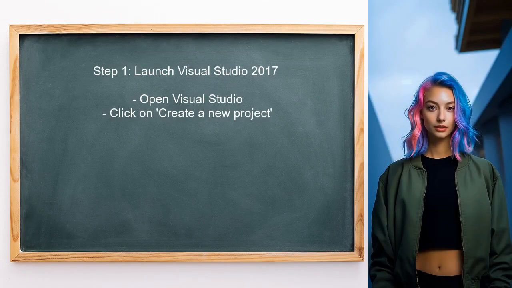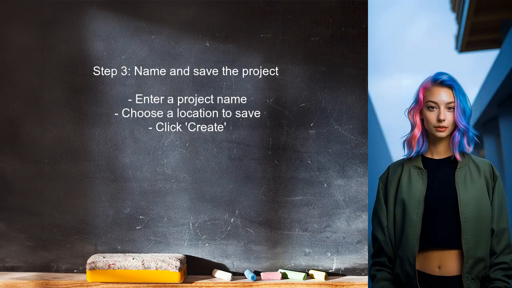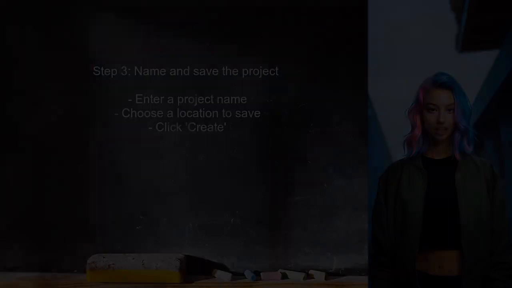To create a truly blank project in Visual Studio 2017, the user should start by launching Visual Studio and selecting the option to create a new project. Next, the user should choose the empty project template. This template is designed to provide a minimal starting point without any pre-configured settings. After selecting the template, the user needs to name the project and choose a location to save it. This is important for organizing their work.